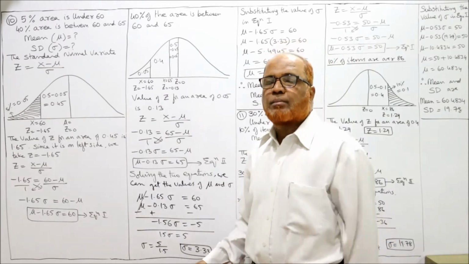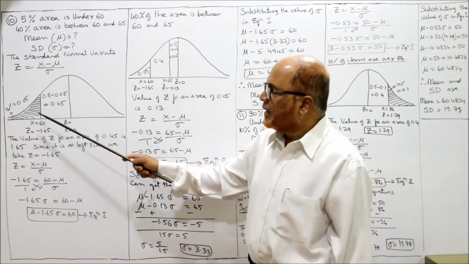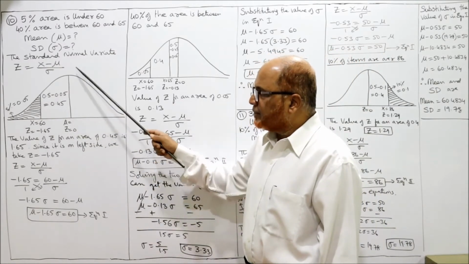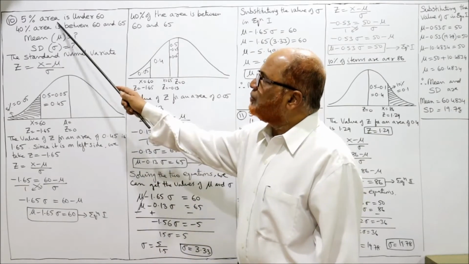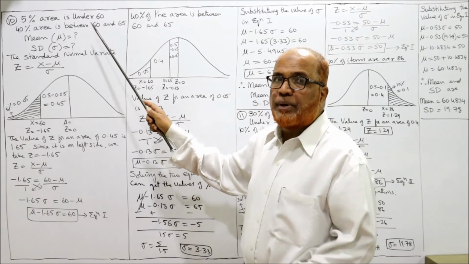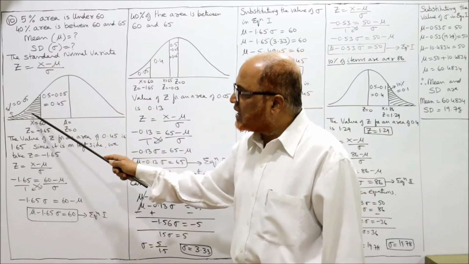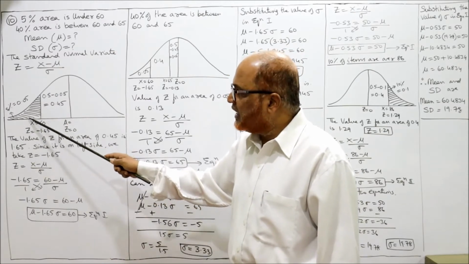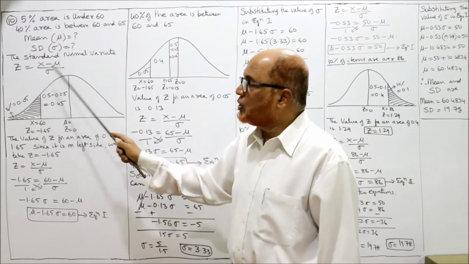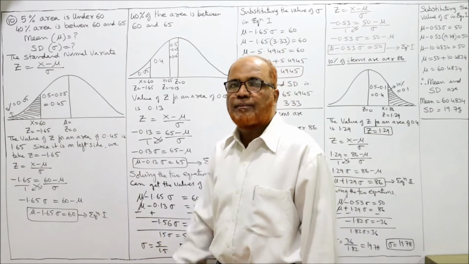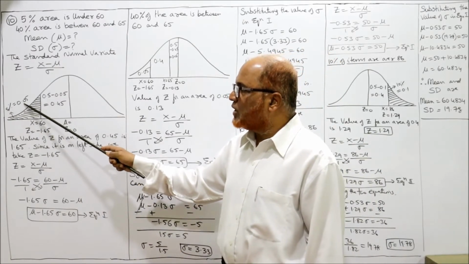Now we put the information in the normal curve, then we can understand it properly. See, this is the normal curve. Center is 50%, 50% left, 50% right. It is given that 5% area is below 60, so I am taking x is equal to 60. Below 60 means left hand side. This shaded area is below 60, and the shaded area given in the problem is 5%. So 5% of the total area is shaded, which is below 60 inches. So 5% means 0.05.